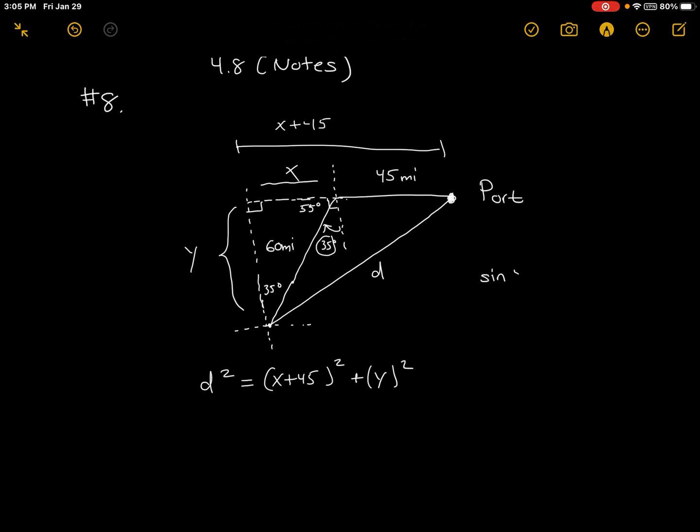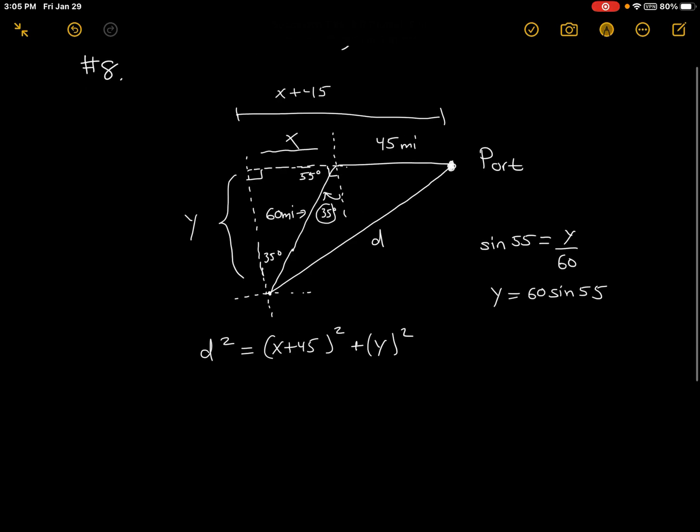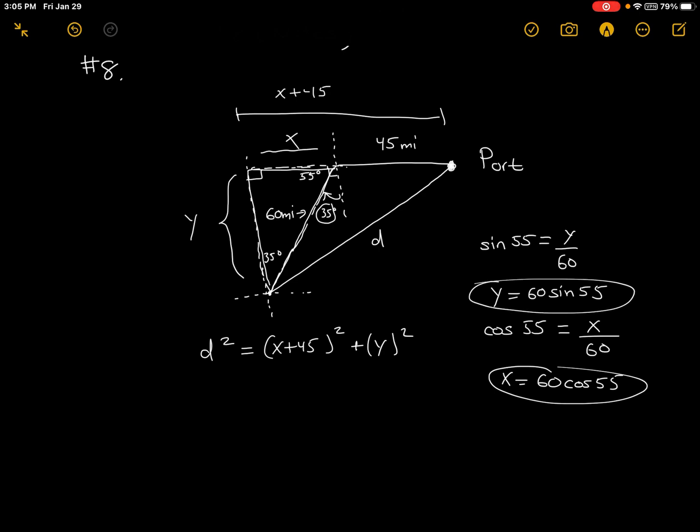I'm going to use the sine ratio. Sine of 55 is opposite over hypotenuse, y over 60. Remember, this guy right here is 60. So if you get y by itself, y is equal to 60 sine 55. And if you want to figure out what x is, you could say cosine of 55 is equal to x over 60. Just think of this right triangle right here that I'm getting these trig ratios from. And x is 60 cosine of 55. So no error on this as far as I can see.